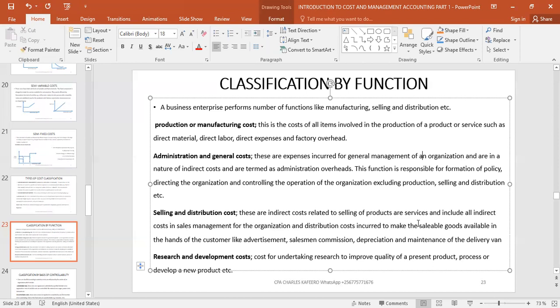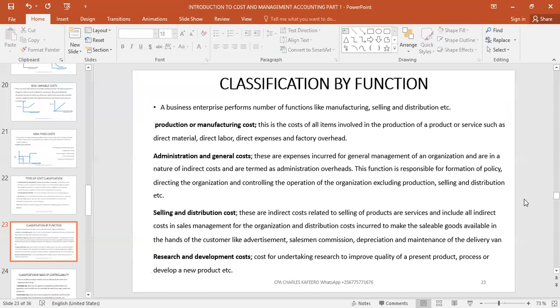Then we have another category, which is the research and development costs. These costs are spent mainly on doing innovations and carrying out some research to help in the production process, by developing new product ideas, adding some other requirements, or looking for new ideas where you can improve the product.